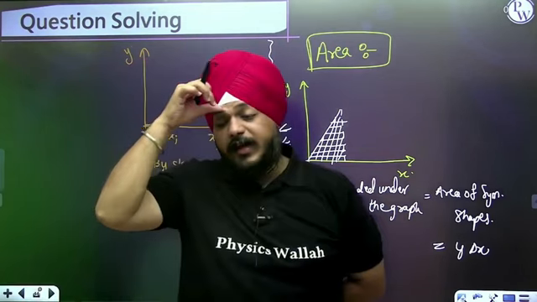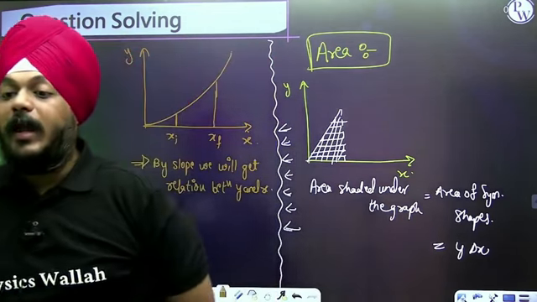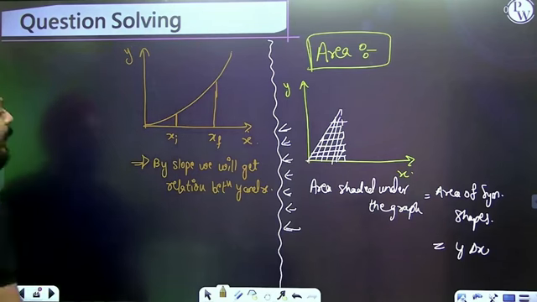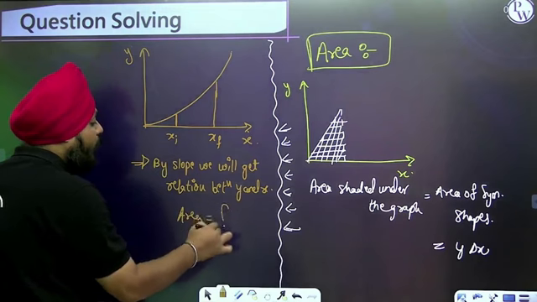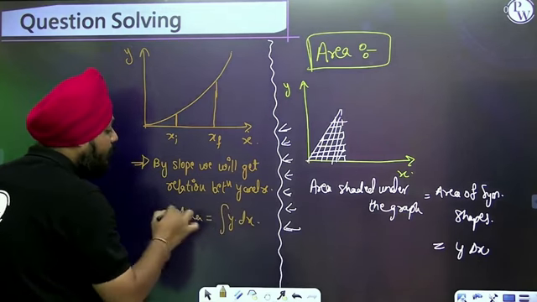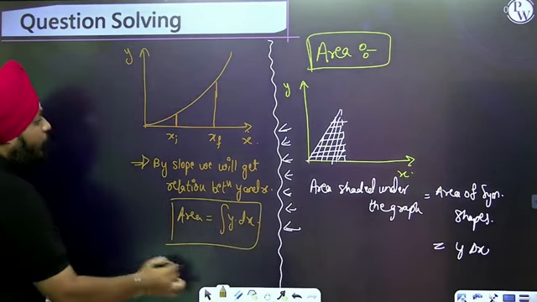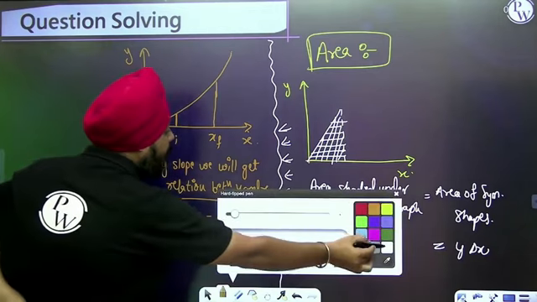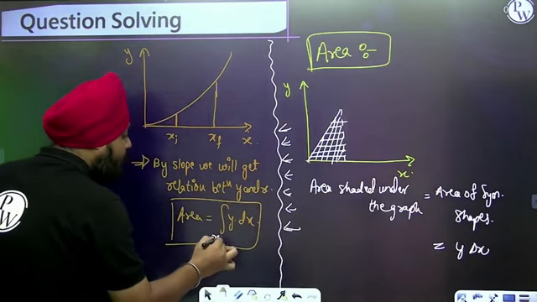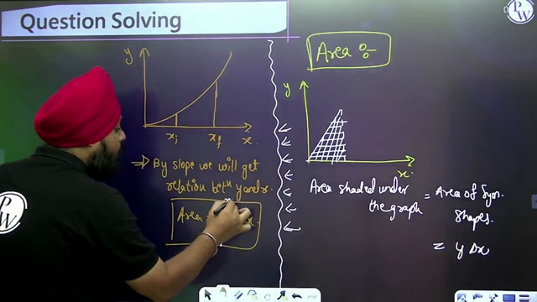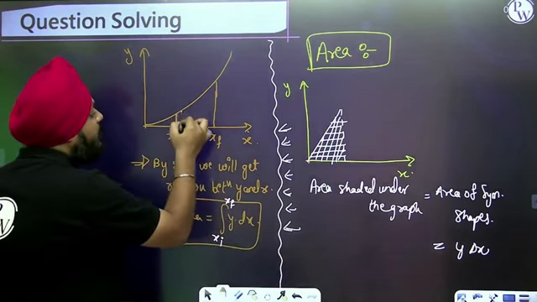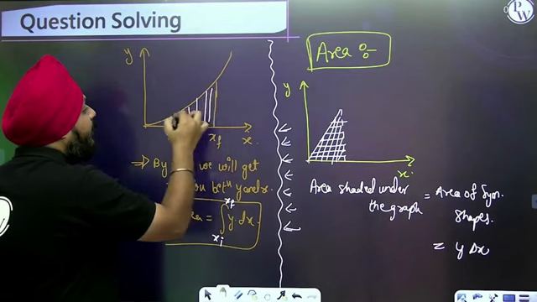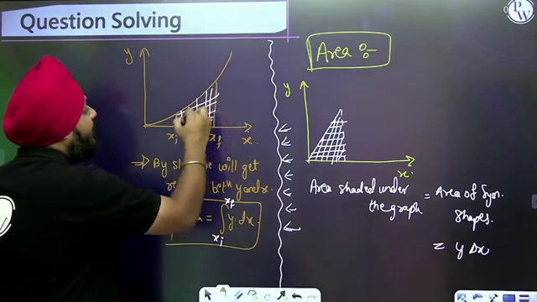By slope, we will get the relation between y and x. So what happens here? That relation we are going to replace in this equation for the area under the curve. And what will be the limits? Limits will be from x initial to x final. So by this equation, how much area are we getting? The region that is shaded here.